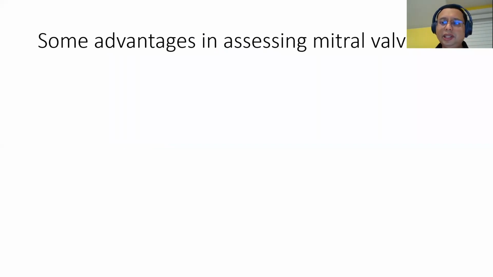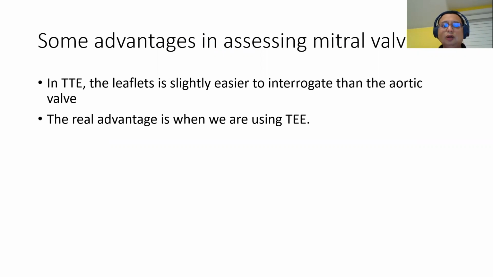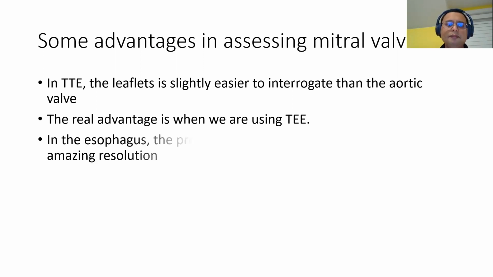Now, there is an advantage when you look at assessing a prosthetic mitral valve compared to assessing a prosthetic aortic valve. In transthoracic echo, in the mitral valve, the leaflet is slightly easier to interrogate compared to the aortic valve. Now, the real advantage is when you use transesophageal echocardiogram. When we put in a transesophageal probe, the probe is just at the back of the left atrium, adjacent to the mitral valve. So the picture is very, very clear.